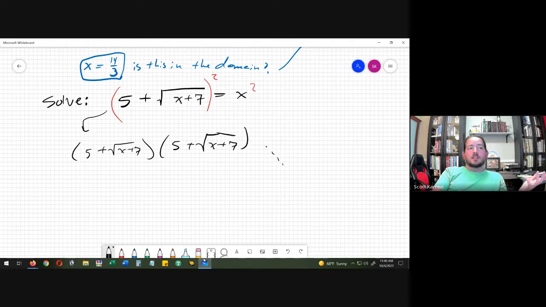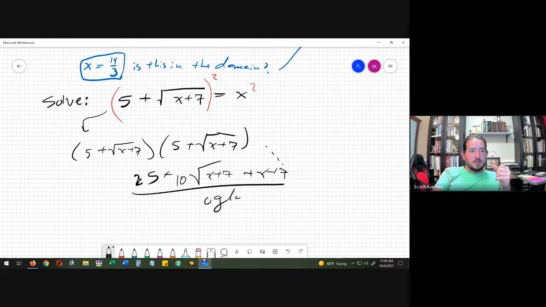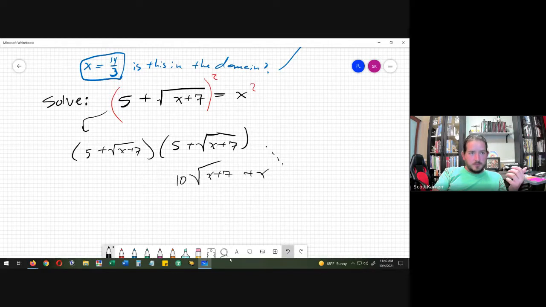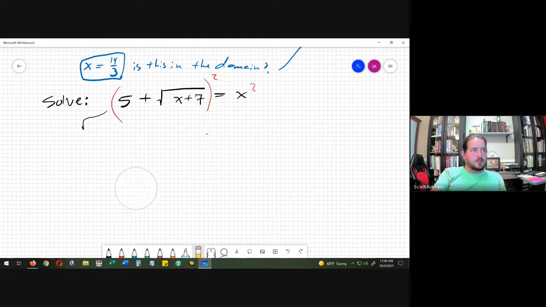And you're going to work this out, and you're going to get a huge expression that's ugly, but still has square roots in it. This x plus 7 is going to still pop up in there. And if you actually do this, you're going to get 10 root x plus 7 plus x plus 7 plus 25. Right? So that's ugly. And it doesn't solve our problem. We still have a square root hanging out there. So that's not going to work. It would also take forever.